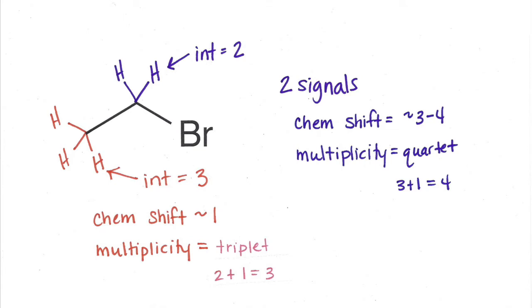For the protons in purple, these protons are bonded to a carbon that's also bonded to an electronegative atom. So we expect the chemical shift for these protons to be somewhere around 3 or 4 in our spectrum. When we look at the multiplicity for these protons, that's going to be determined by the number of protons on the adjacent carbon. So we have 3 orange protons plus 1 tells us that the signal for the purple protons is going to be a quartet.